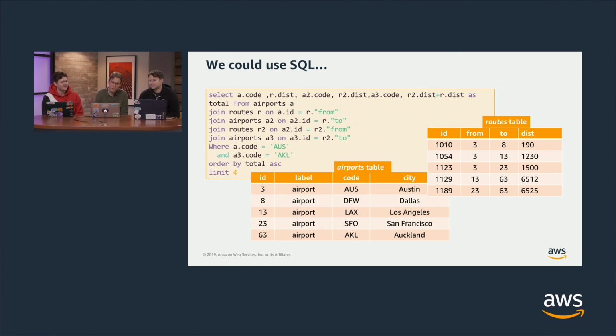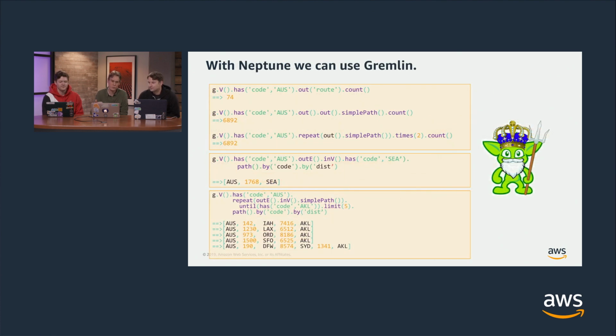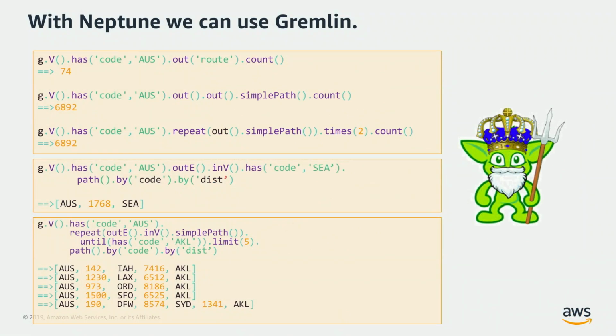Yeah, absolutely. So one option that we have with Neptune is you can write it in Gremlin. Now, Gremlin is an imperative traversal language. It's something that's open source, part of the Apache TinkerPop project. And so when you write in Gremlin, you can write these traversals directly that look at the nodes. So here I start with g.V().has code Austin.